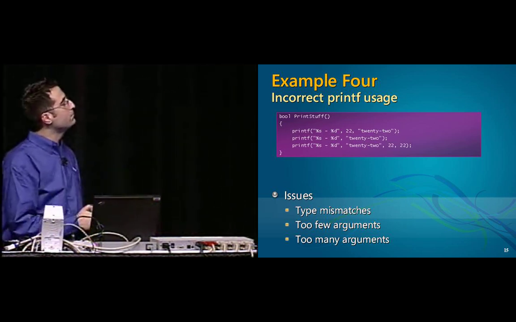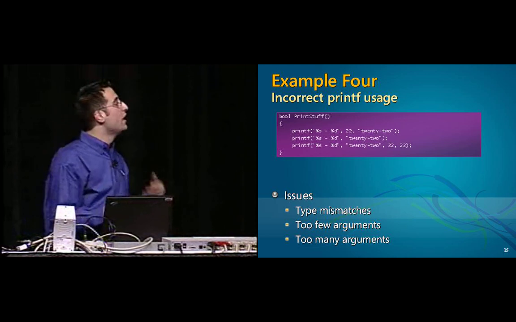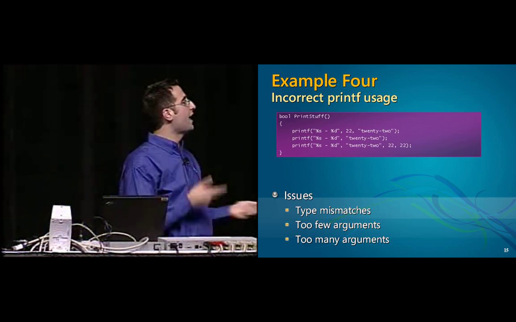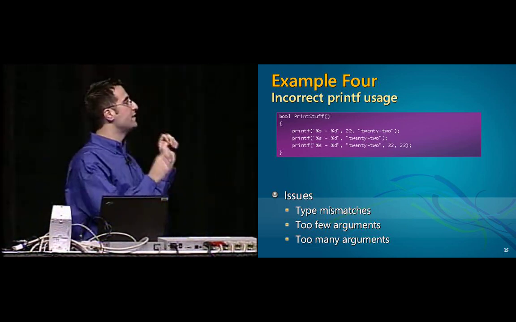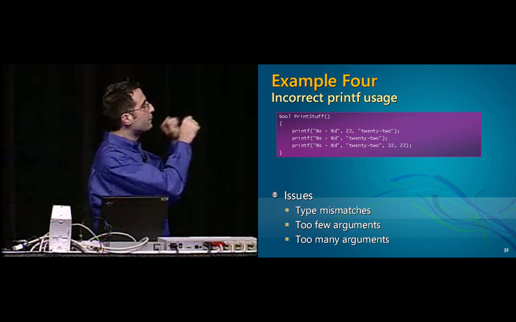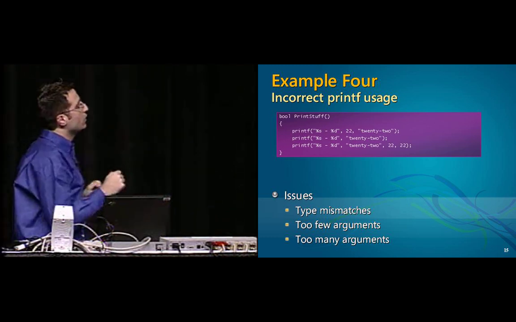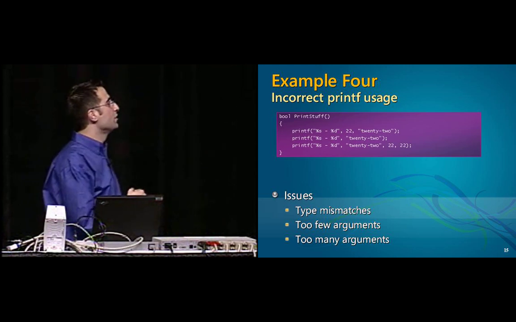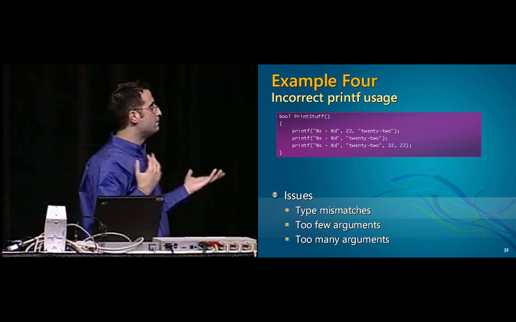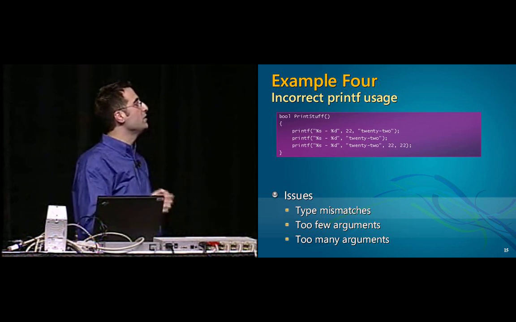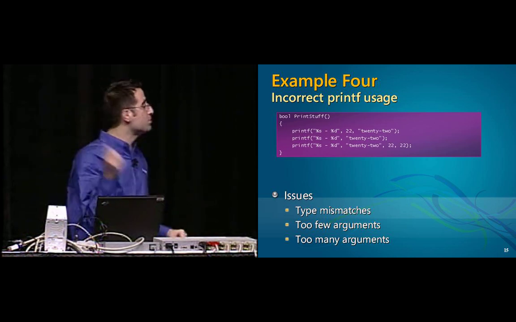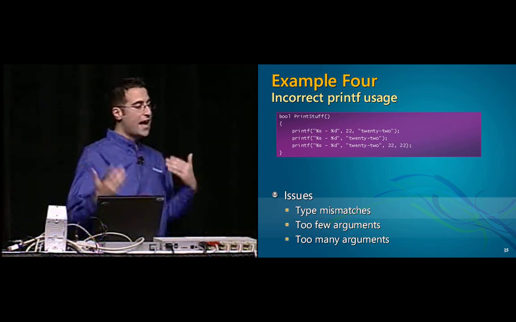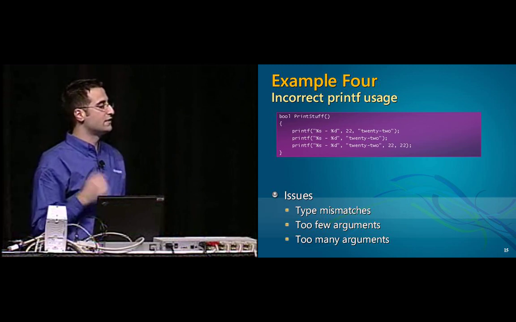Fourth example, also very simple but very common: misuse of printf, specifically APIs that take these printf-like format arguments. We often have problems like type mismatches in the arguments, like in the first case, or too few arguments, or too many arguments. Maybe you missed a format specifier, or maybe you just passed an additional argument, and the analysis will pick this up.